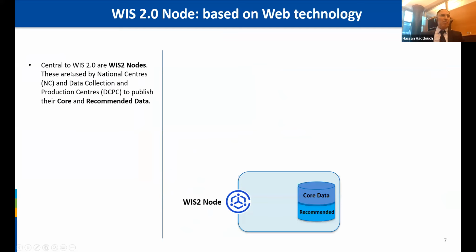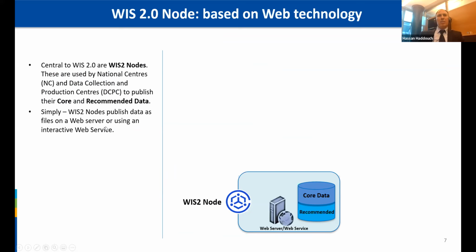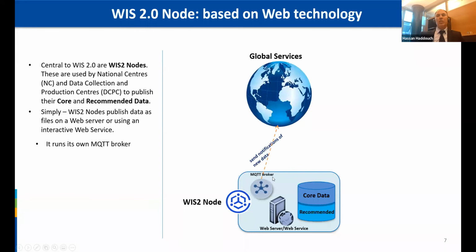WIS 2 node is central to WIS 2.0. And as I mentioned, national centers and DCPCs, they will use this platform to publish their core and recommended data. WIS 2 node publishes data as files on a web server or using an interactive web service. They have their own MQTT broker, and then they send notification of new data to the global services. And then the global services, through this notification, know how to download the data, and they download the data from the WIS 2 node if it is core data.